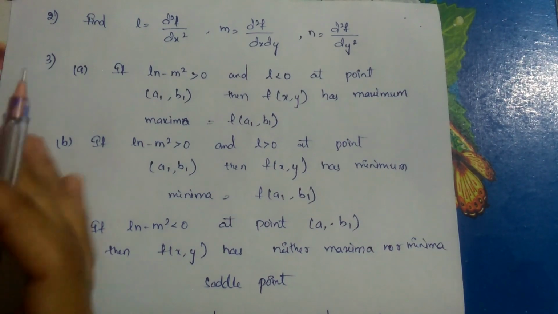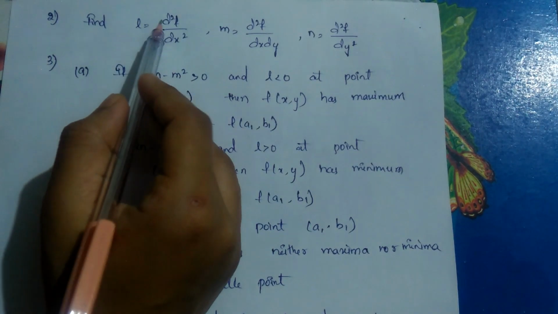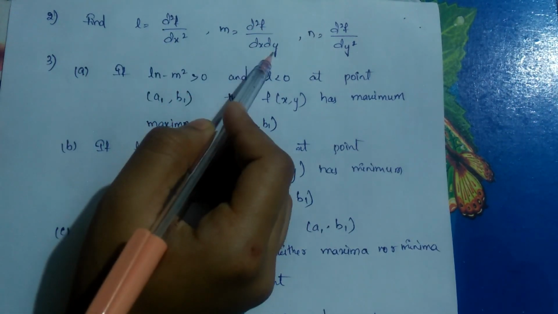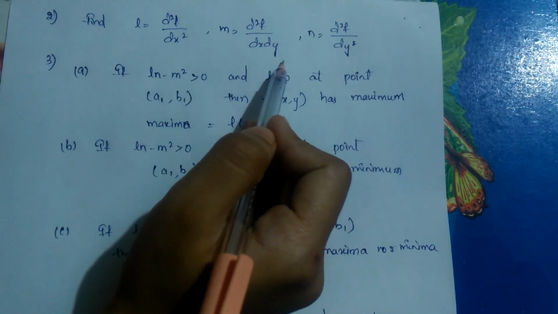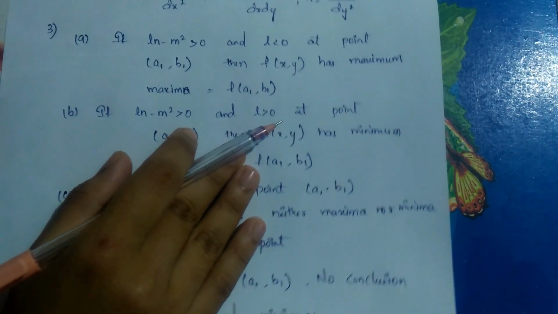And the second step is to find L, M and N, where L is equal to dou square f by dou x square, and M is equal to dou square f by dou x dou y, and N is equal to dou square f by dou y square. These are the second order derivatives. And at third, you have the conditions here.